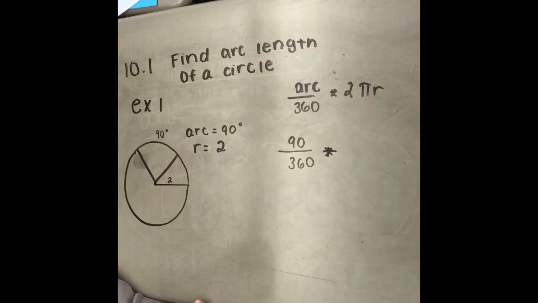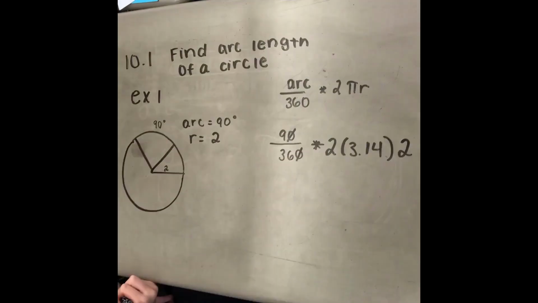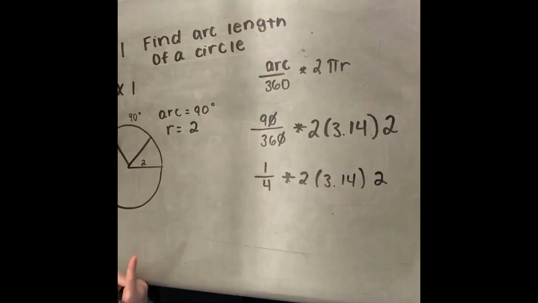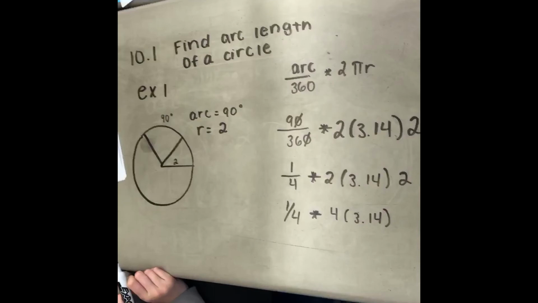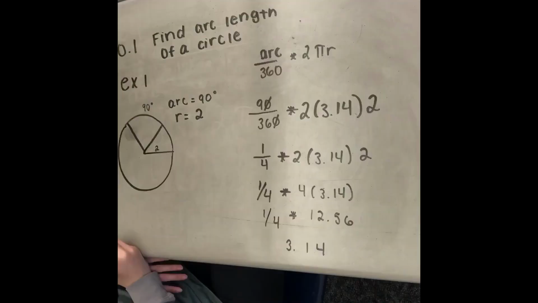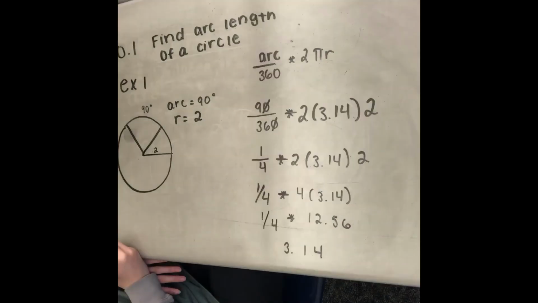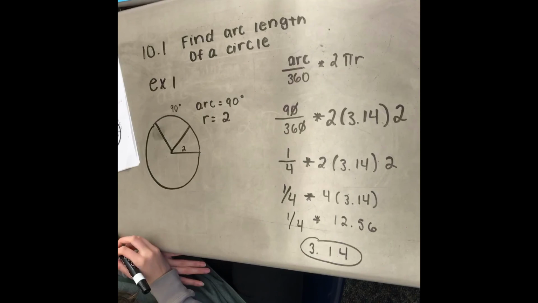So it's going to be 90 over 360 times 2 times 3.14 times 2. You can cross out the zeros to simplify and make it easier, which then becomes 1/4. And then when you multiply, you get the answer of 3.14. And there's all our work.